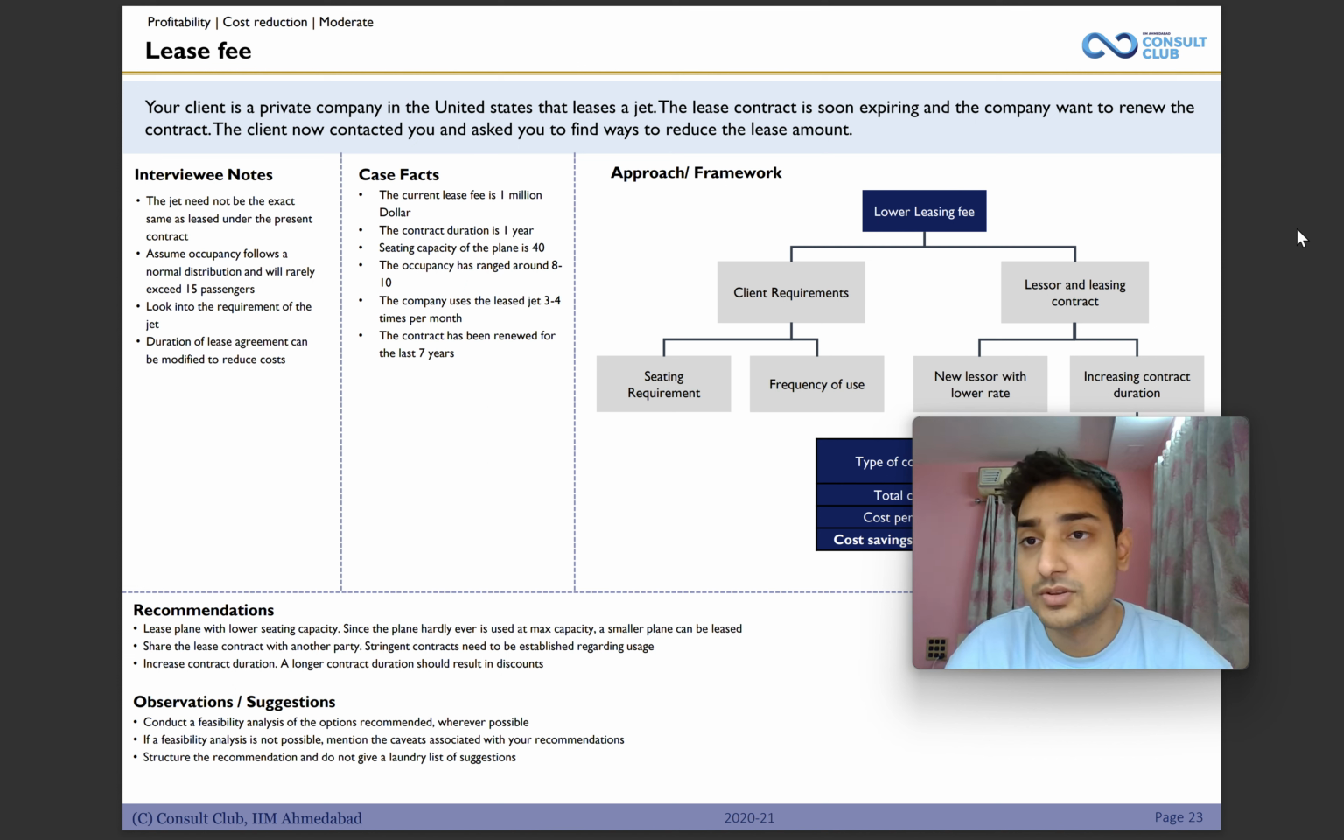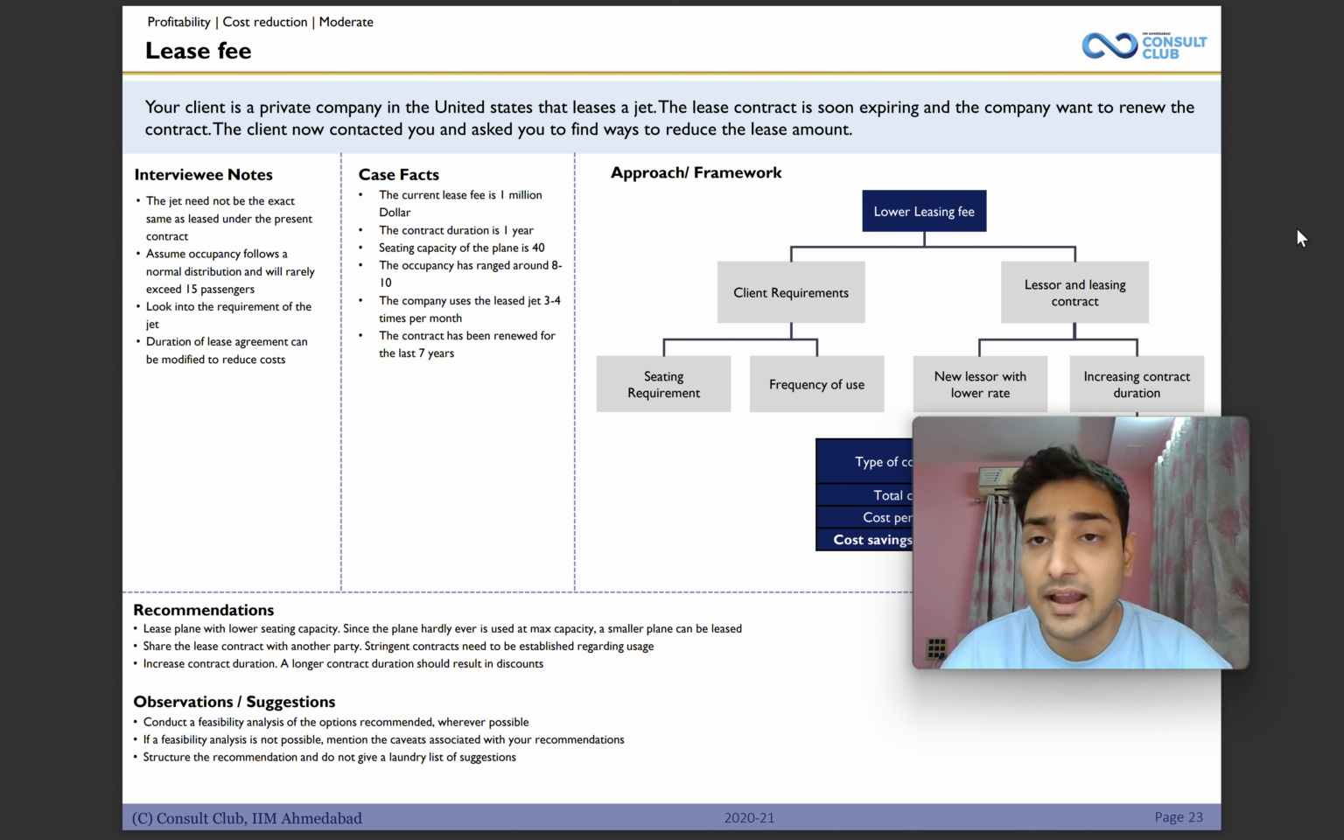Interview notes. The jet need not be the exact same as leased under the present contract. Assume occupancy follows a normal distribution and will rarely exceed 15 passengers. Look into the requirements of the jet, and the duration of the lease can be modified to reduce cost. Okay, exactly. So you have to look into these two areas to figure out how to reduce cost. What is the exact requirement for the jet, and how much can the duration be modified to reduce cost.